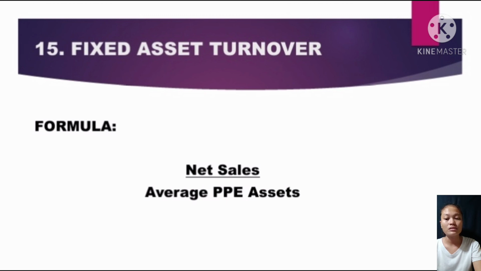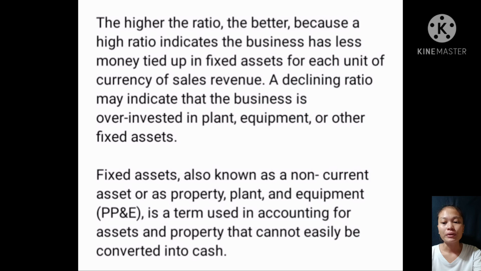This indicates the firm's ability to efficiently manage their PPEs to generate revenue. The higher the ratio, the better, because a high ratio indicates the business has less money tied up in fixed assets for each unit of currency of sales revenue. A declining ratio may indicate that the business is overinvested in plant, equipment, or other fixed assets.